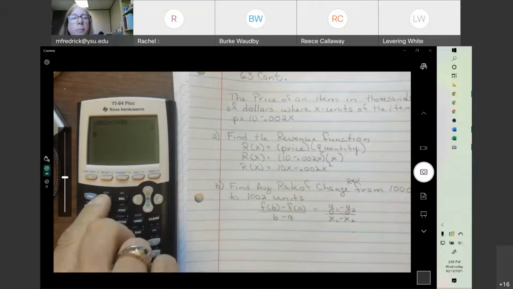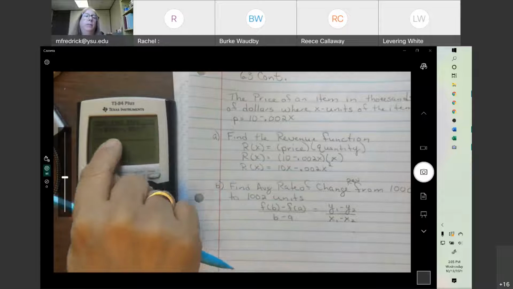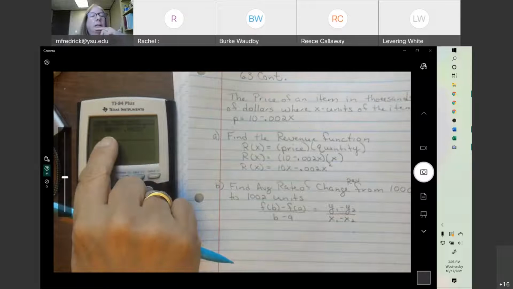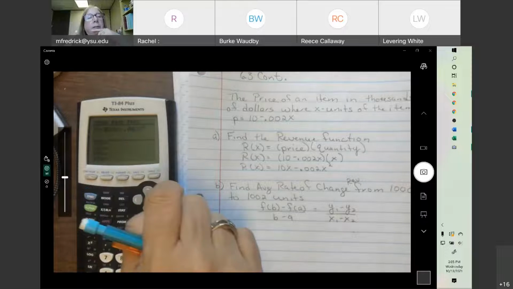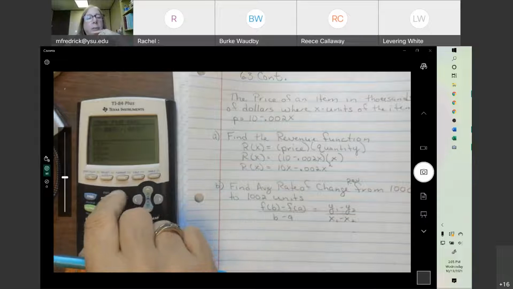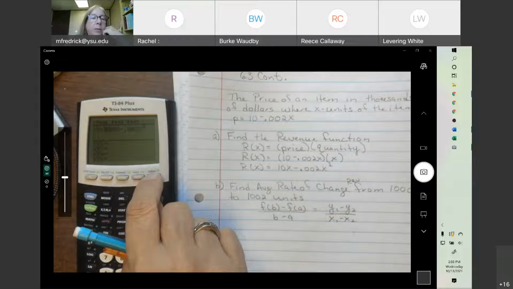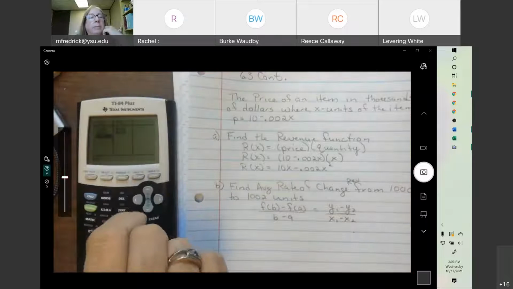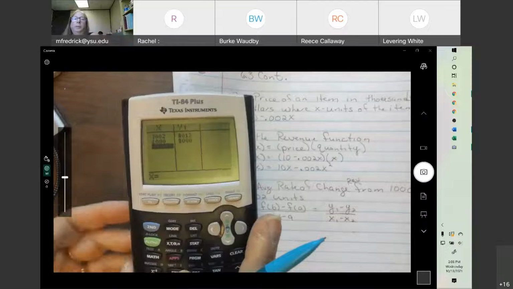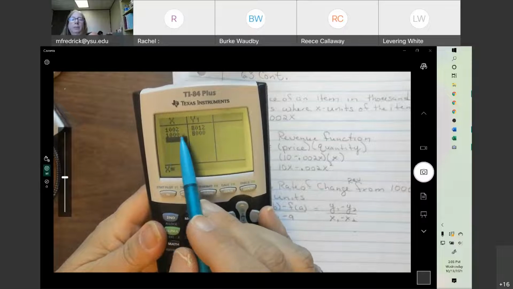Or you can go under y equals and type your equation, which I already did. 10x minus 0.002x squared. You don't have to worry about the window because we're not going to graph it. We're just going to go to table. So second and table, and then you type in your 1,002 and your 1,000. And there's your 2 points. X1, Y1, X2, Y2.